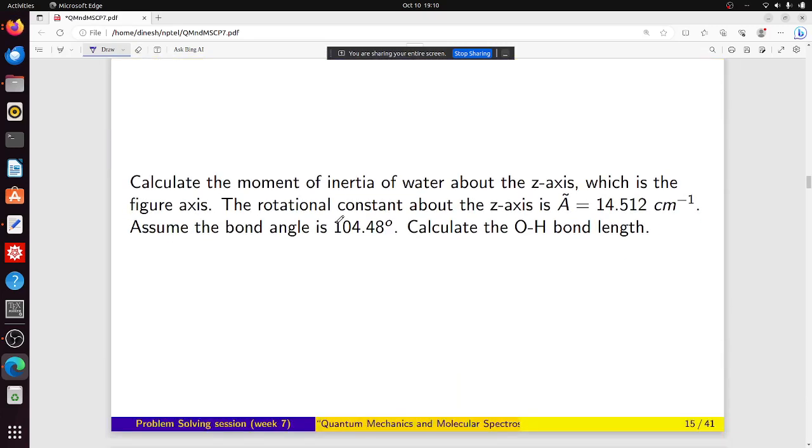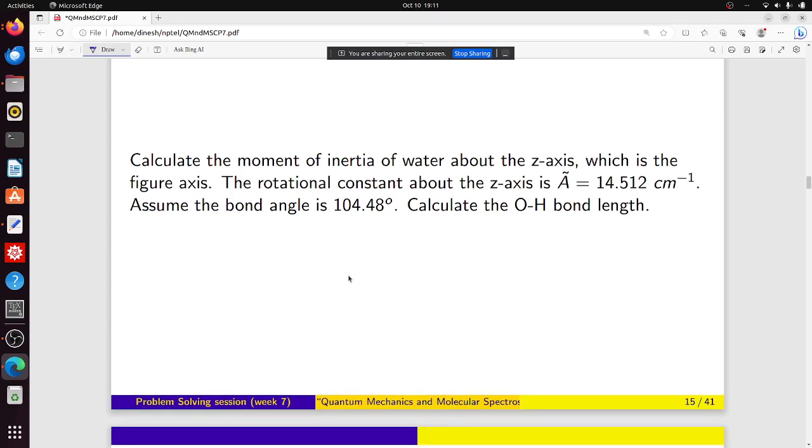Then moving on to the next question. Calculate the moment of inertia of water about the z axis, which is the figure axis. Then the rotational constant about the z axis is given this much. Assume that the bond angle is 104.48 degrees. Then calculate the bond length between the oxygen and hydrogen bond. Okay.